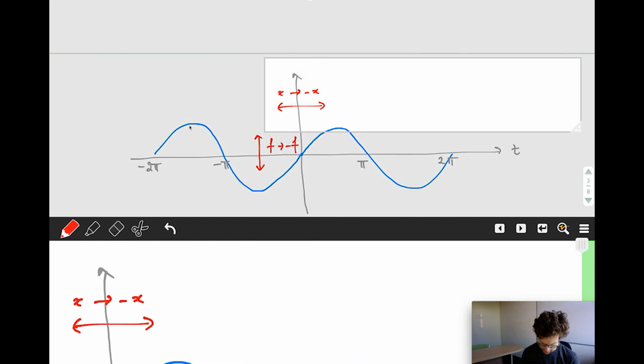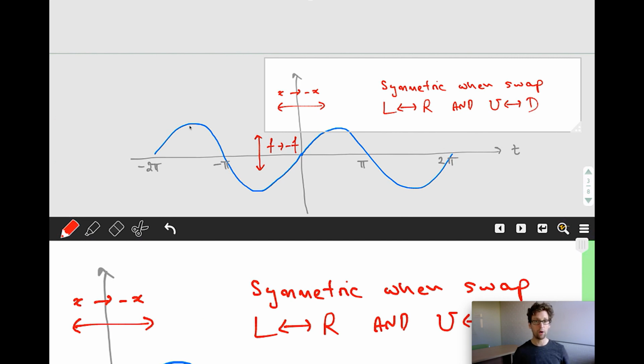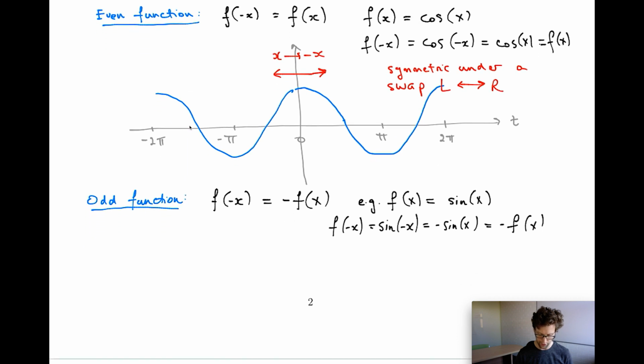So an odd function is equivalent to being symmetric when we swap left to right and vice versa, and up to down. So we've got to do both a left-right swap and an up-down swap to get an odd function. Now, the definitions here are a useful way to check whether or not your function is odd or even, and that should certainly be the first thing that you do.